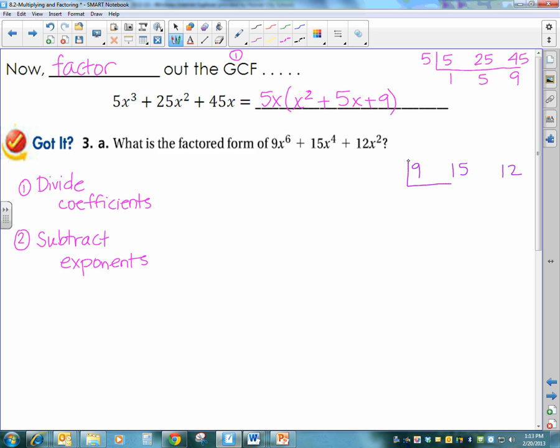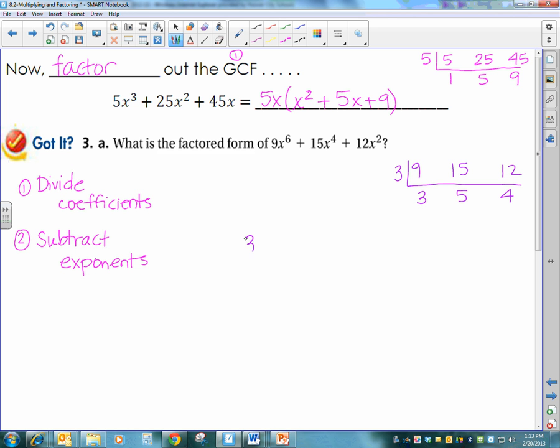And I'm looking for a number that goes into all three of them. So it's the 3 again. 3 goes into 9 3 times. 3 goes into 15 5 times. 3 goes into 12 4 times. I don't have a 1, but there is no number that goes into all of those except for the number 1. So this again is my GCF number.